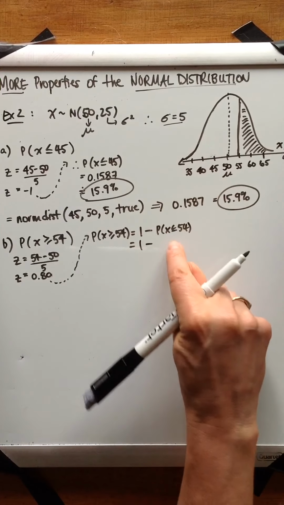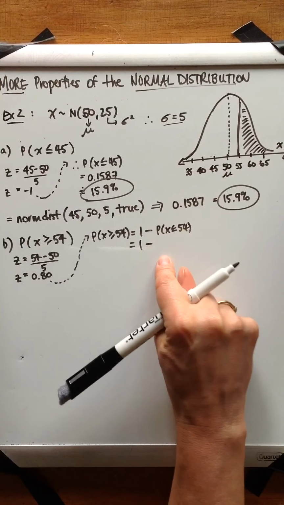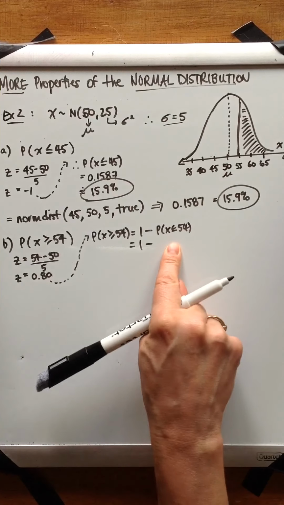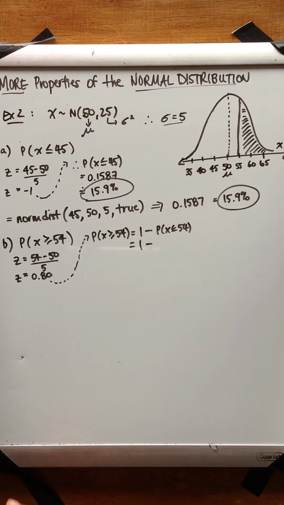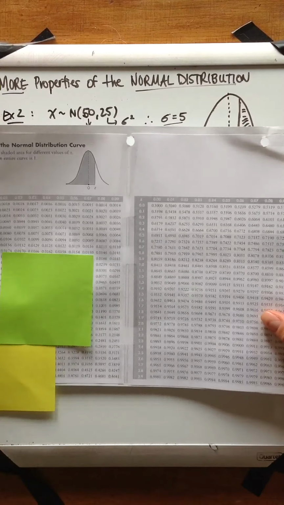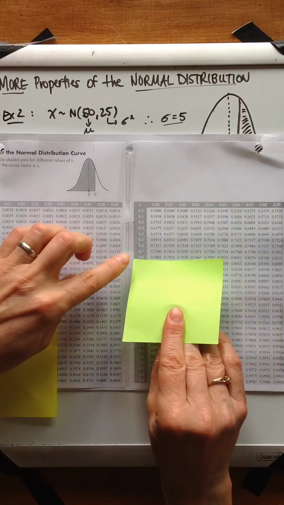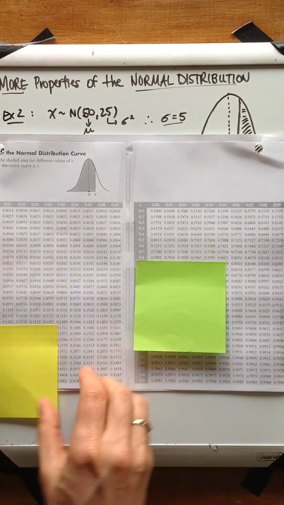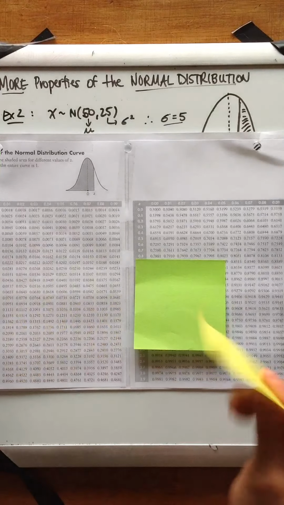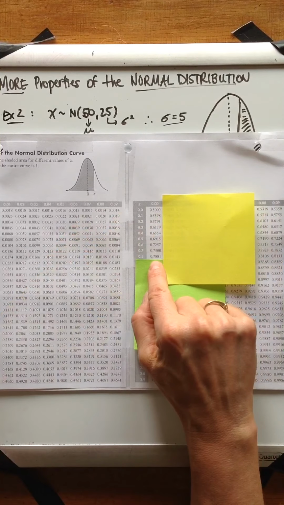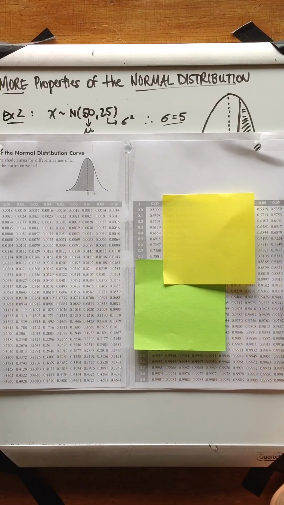So now I'm going to go to the table and I'm going to find out what the z-score of 0.80 corresponds to as a probability. So going here, I'm on the positive side. Here's 0.8 and 0.800 would put me here. Looks like my probability is 0.7881.